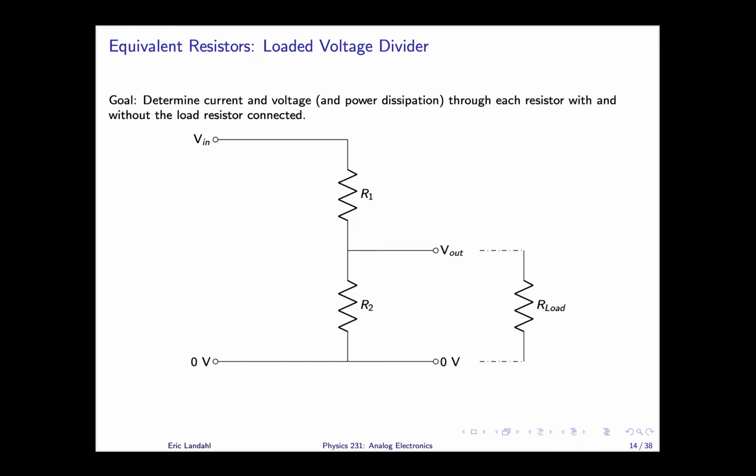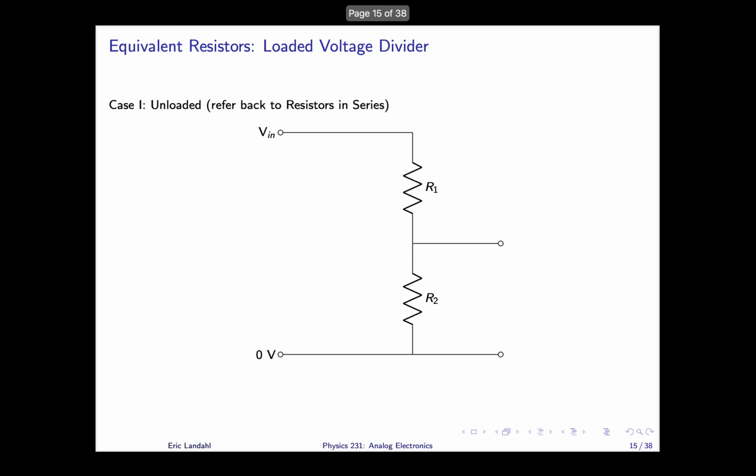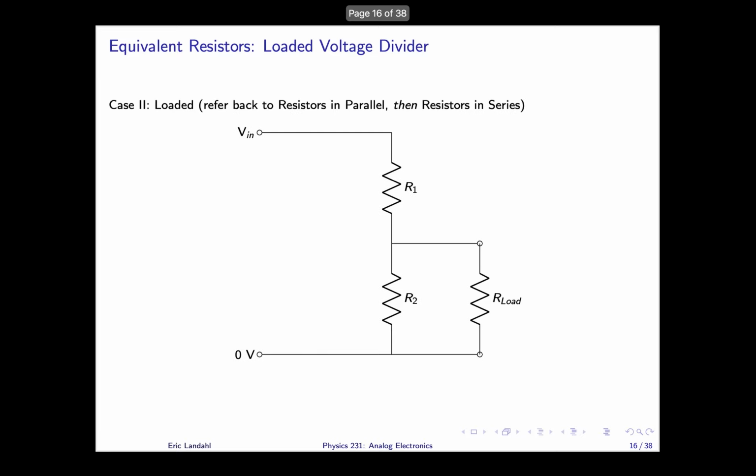as well as the power dissipated, the current times the voltage in each resistor, with and without that load resistor connected. So with and without this load resistor connected across this bottom resistor, what are all the parameters, voltage, current, and power dissipated in that system? To do that, we'll be breaking it down into two cases. First, the unloaded case, which is basically the situation of resistors in series, and then doing the more complex problem.